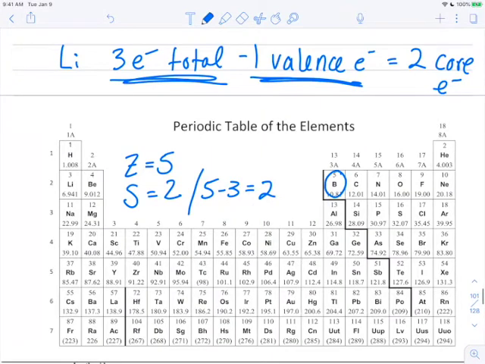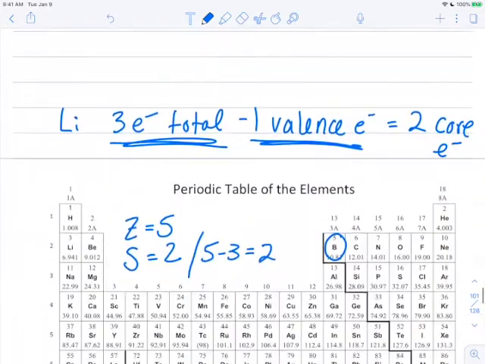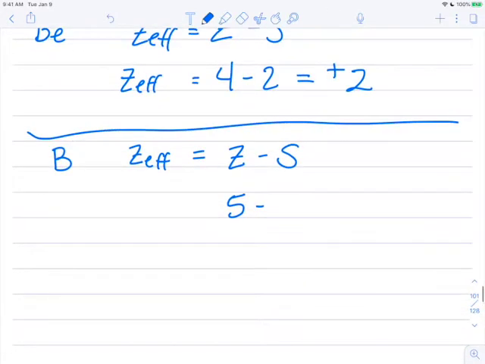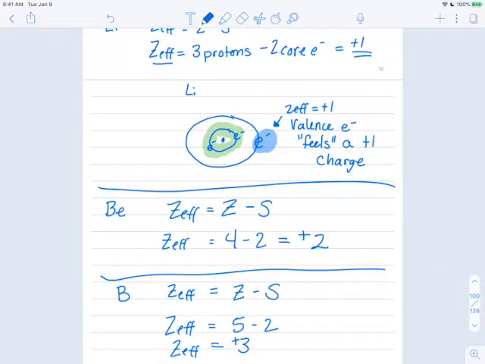All right, so we're doing boron, and we know that we have 5 protons, and we said we had 2 of our core electrons. All right, so what is our effective nuclear charge? Okay, so here's where our 3 comes in. Excellent, so it is a 3, and again, I like to write that plus just to emphasize, but a regular 3 is just fine with me. All right, so any questions on how we got that effective nuclear charge for lithium, beryllium, and boron?